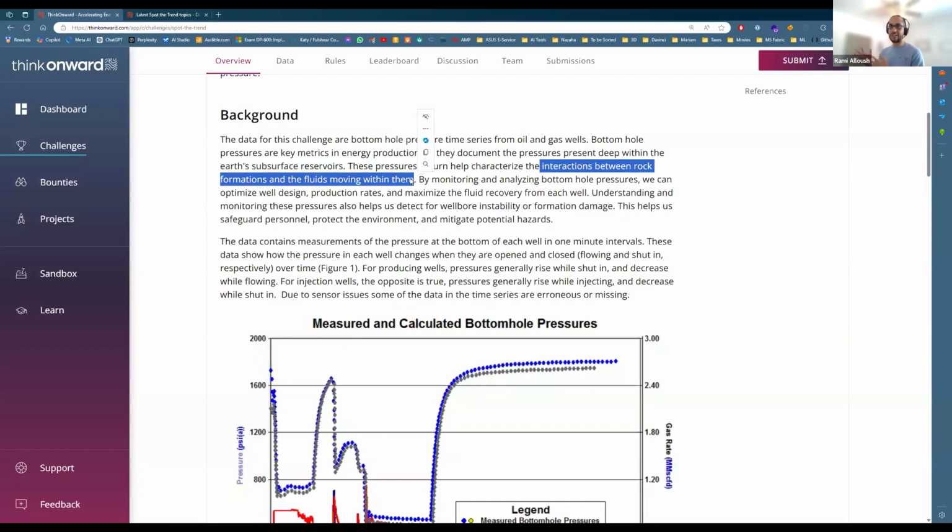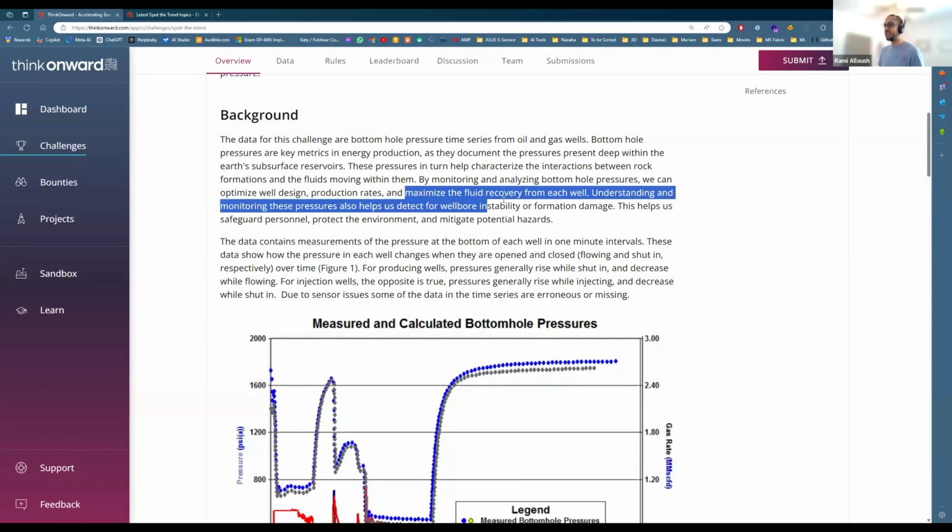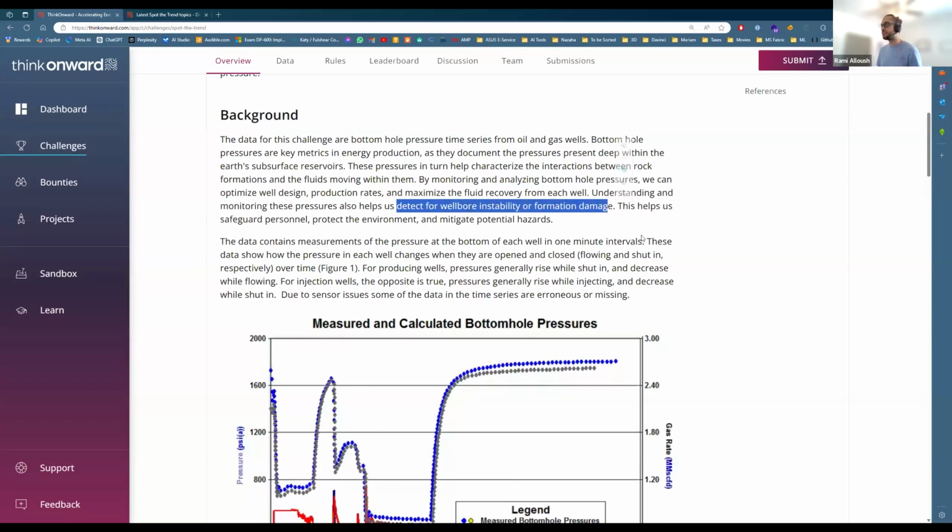Maybe as petroleum engineers, we have much deeper knowledge of what's going on, what the bottom hole reservoir pressure is. But here you can see they are explaining it so that even non-petroleum engineers or reservoir engineers can really understand what's going on. By monitoring and analyzing bottom hole pressures, we can optimize well design, production rates, and maximize the fluid recovery from each well. Understanding and monitoring these pressures also helps us detect wellbore instability or formation damage.